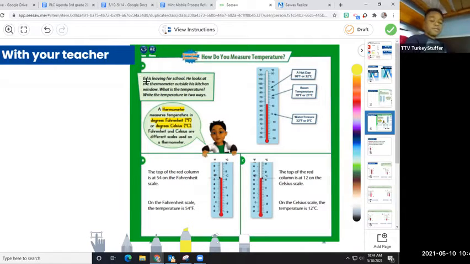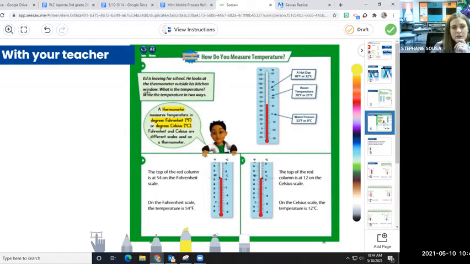All right. Ed is leaving for school. Goodbye, Ed. He looks at the thermometer outside his kitchen window. What is the temperature? Write the temperature in two ways. A thermometer measures temperature in degrees Fahrenheit or degrees Celsius. Fahrenheit and Celsius are different scales used on a thermometer. We see that picture right here of the thermometer that was outside his kitchen window.